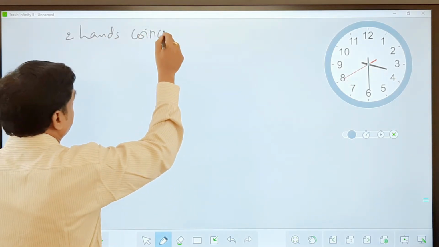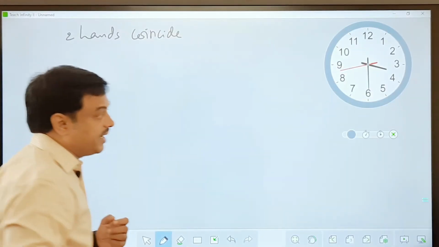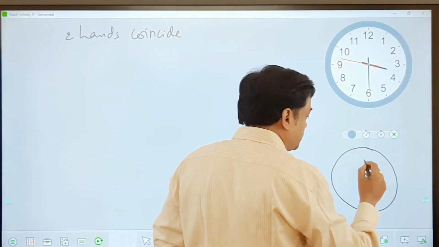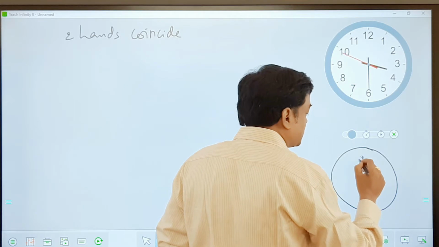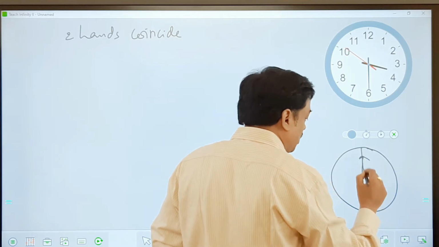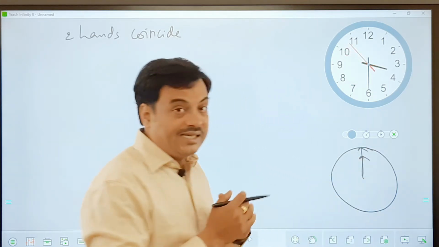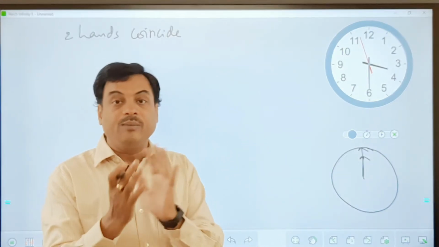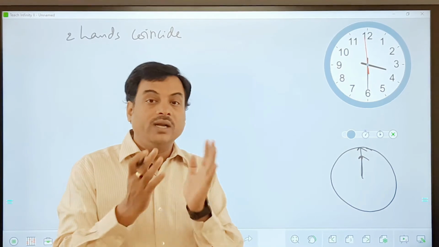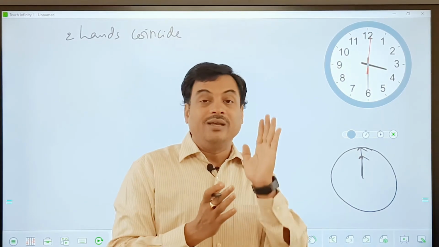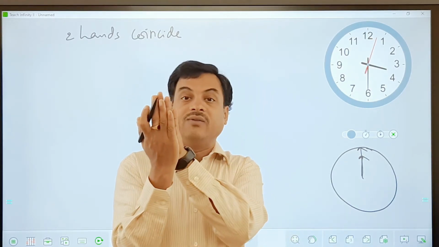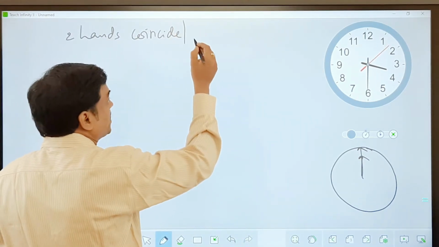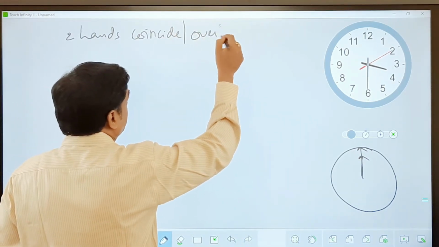coincide? Now you all know what is meant by coincide here. I'll just show you by the diagram here. Let us consider this as the hour's hand and this as the minute's hand, and you can see the hour's hand and minute's hand are both coinciding here. Or else you can also use the word overlapping: the minute's hand is overlapping the hour's hand, one on the other. So you can also use overlap as a word instead of coincide.